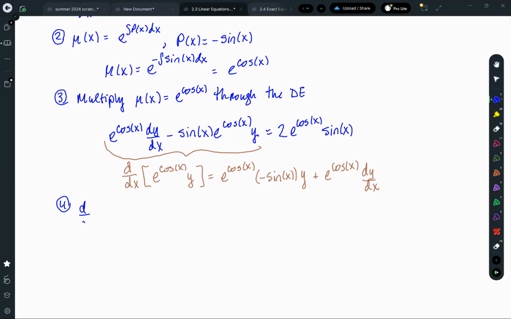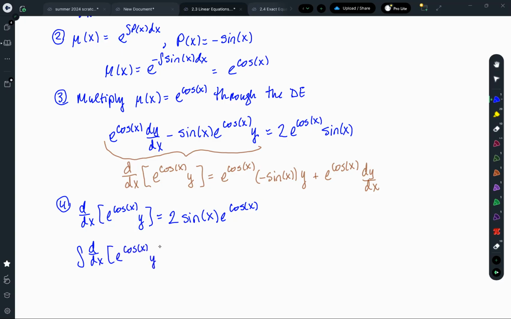We have d/dx of e to the cosine of x times y on the left. On the right, I'm going to rewrite this again: 2 sine of x times e to the cosine of x. Okay, now we can integrate with respect to x. And so we do the integral of d/dx of e to the cosine of x times y, with respect to x on both sides, is equal to the integral of 2 sine of x e to the cosine of x dx.